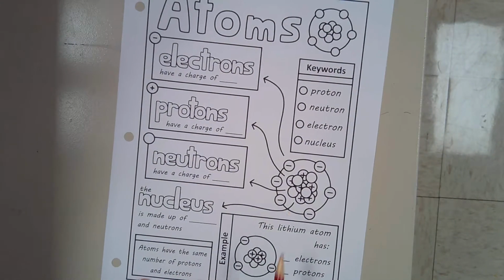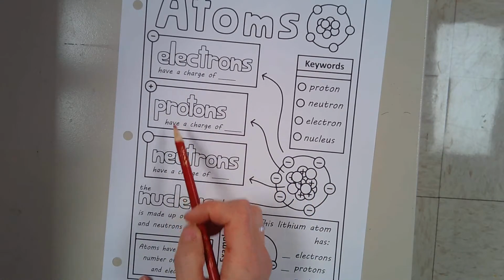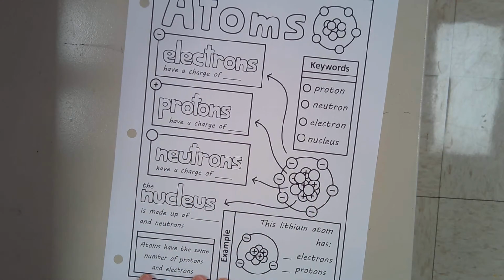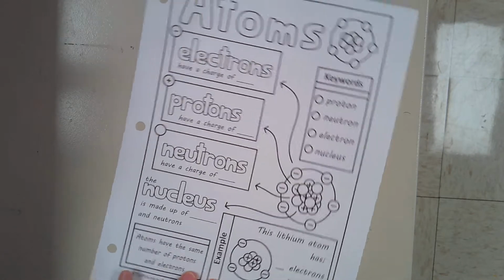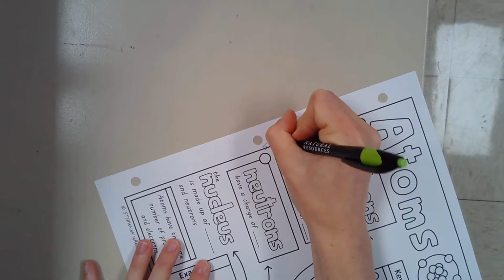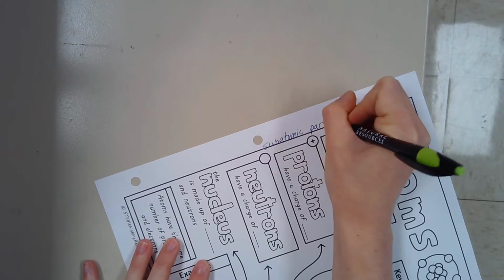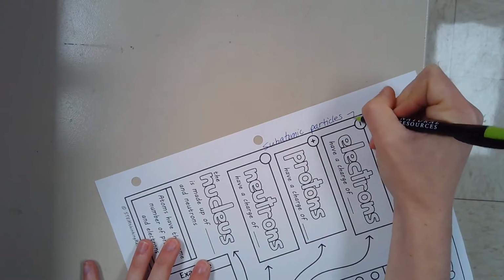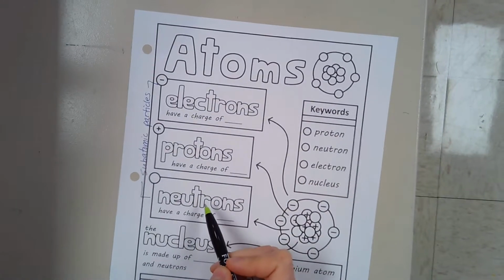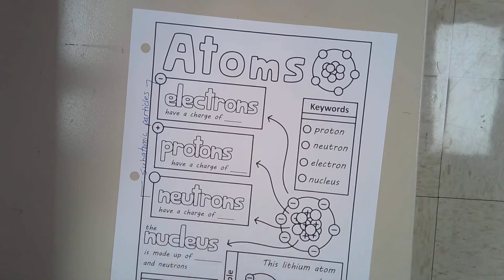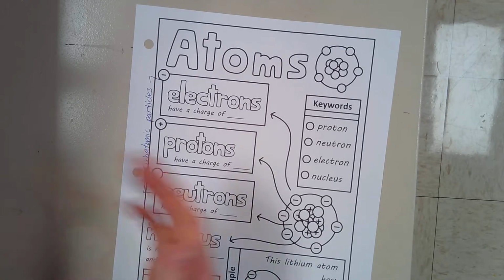So here is a model of an atom, and there are 3 subatomic particles, and so I'm going to write that right on the side. Subatomic particles. And so these 3 things, electrons, protons, and neutrons, they are subatomic particles. And so that just means below atomic, so that's what atoms are made of.